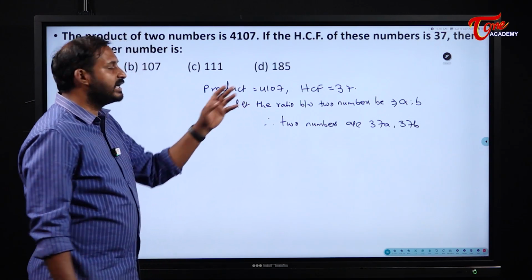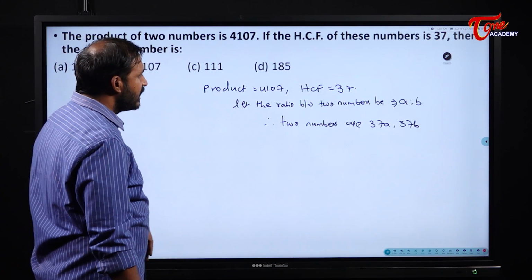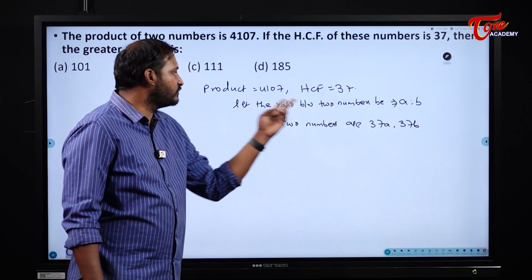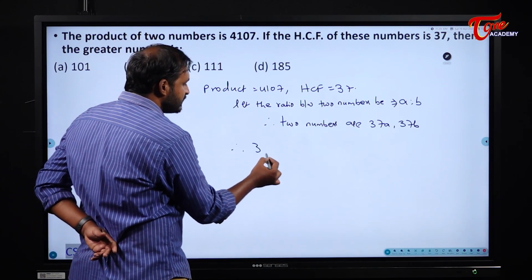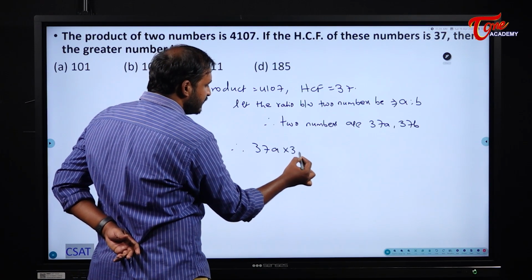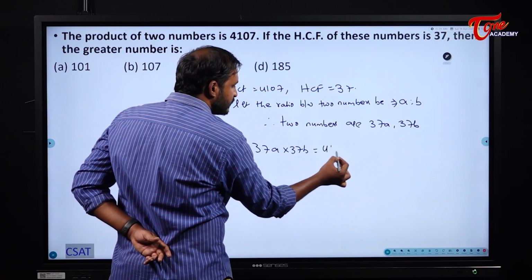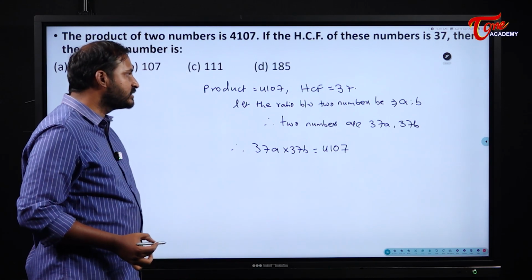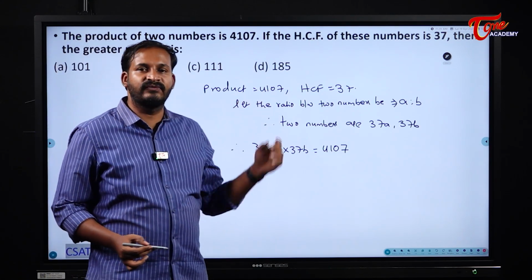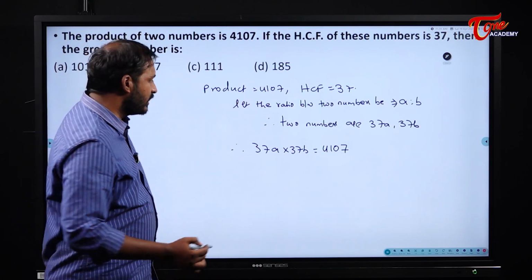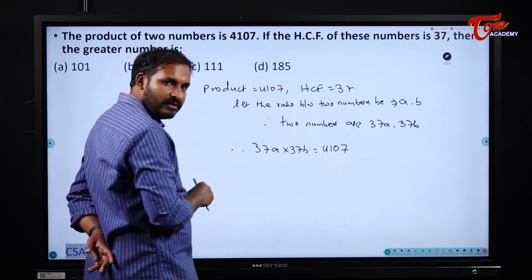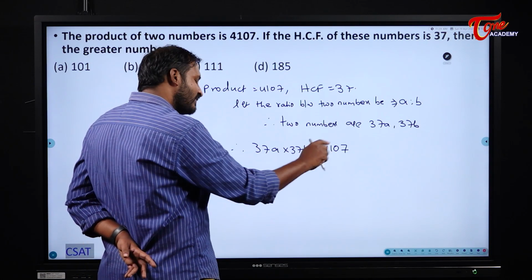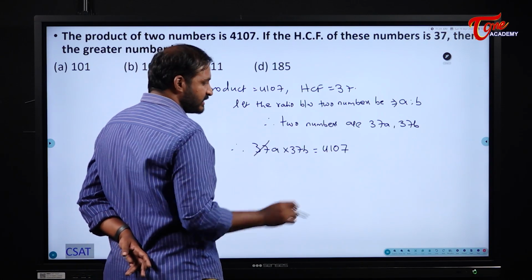Okay. The product they have given for us is 4107, and that means the product of these two numbers will be equal to 4107. So therefore 37A into 37B is equal to 4107. Am I correct? Why? Because the product of the two numbers they have given for us is 4107. Okay, now cancel it. Definitely it will get cancelled. Why? Because by multiplying these two only this number was derived, right? So definitely it will get cancelled. Blindly you can go for cancellation.